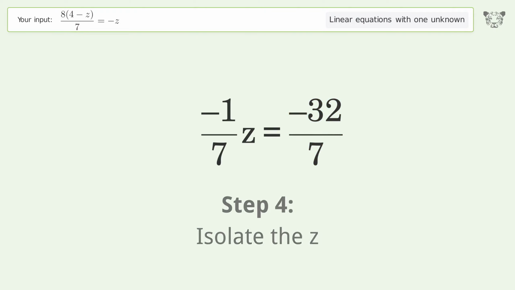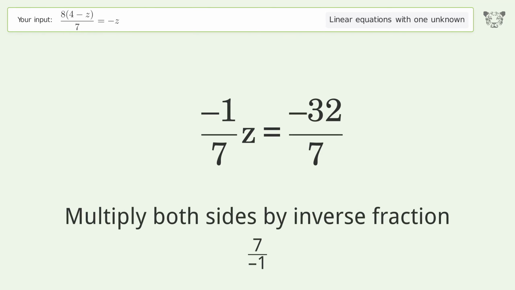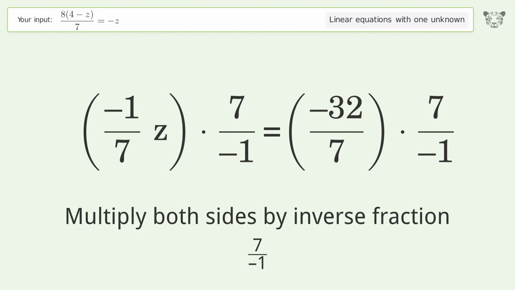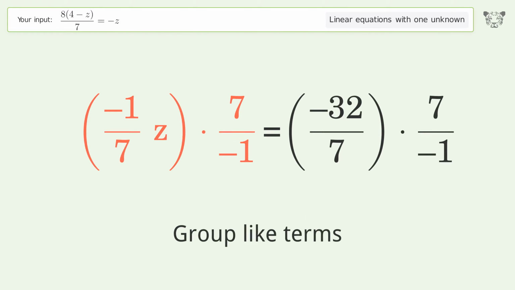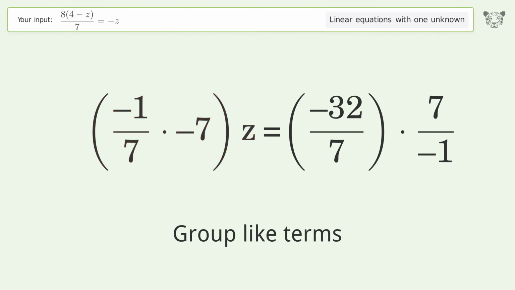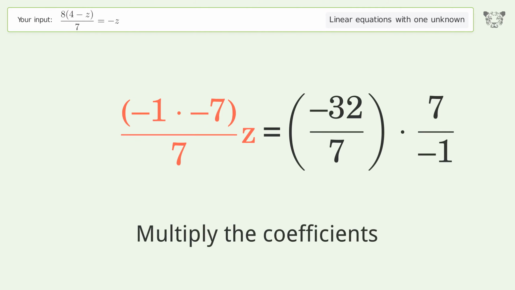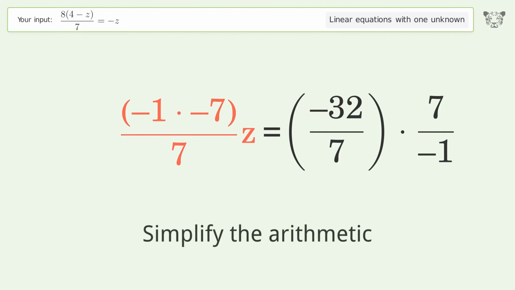Isolate the z. Multiply both sides by inverse fraction 7 over -1. Group like terms. Multiply the coefficients. Simplify the arithmetic.